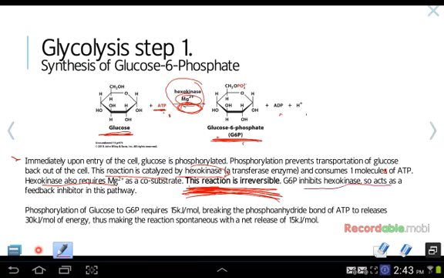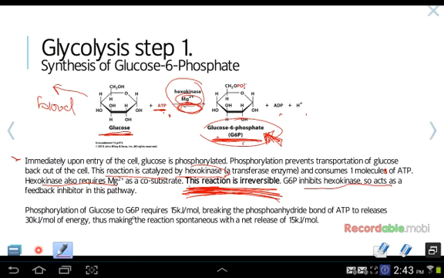Glucose 6-phosphate itself, the product of this reaction, is actually an allosteric inhibitor of hexokinase. So it acts as a feedback inhibitor in this pathway. If we get an accumulation of glucose 6-phosphate, it will bind to hexokinase and inhibit further phosphorylation of glucose. This way, if glucose builds up in the cell, it can then enter back into the blood for other cells to use.